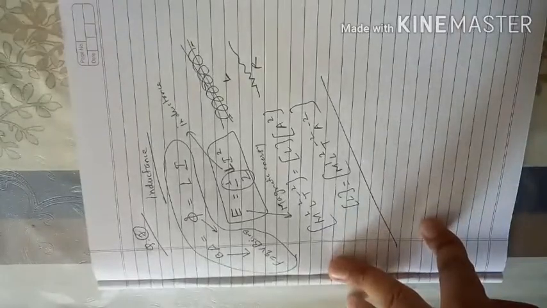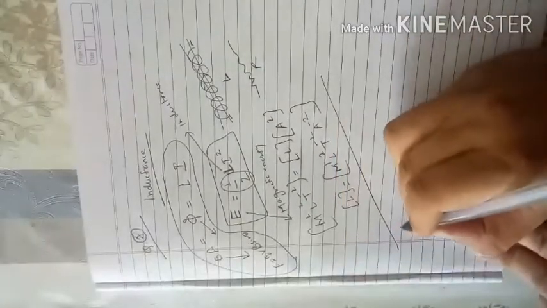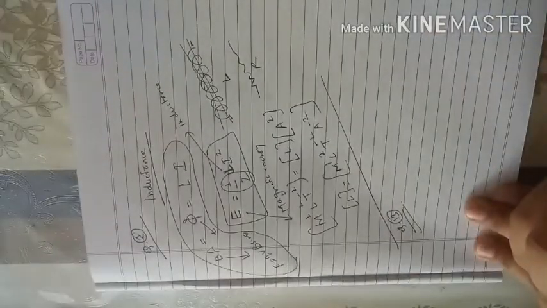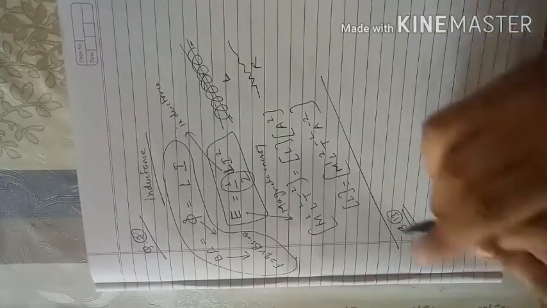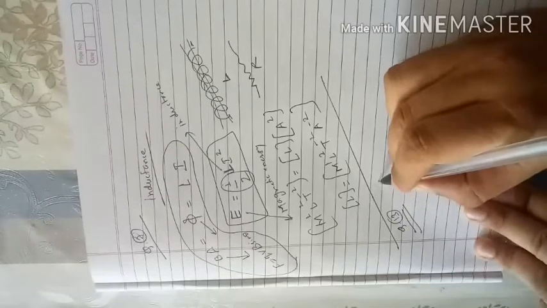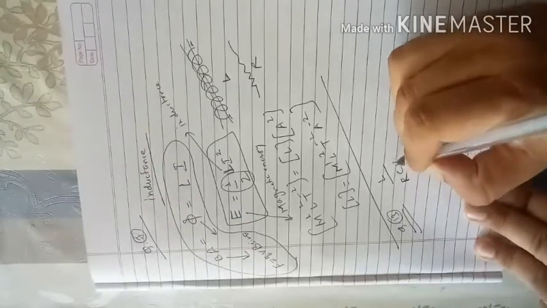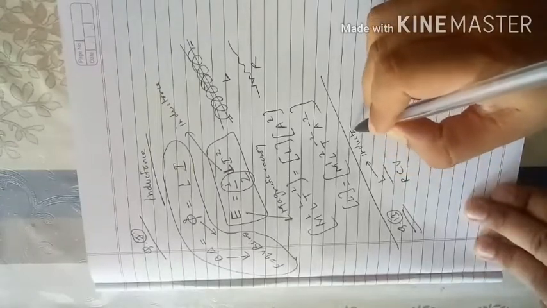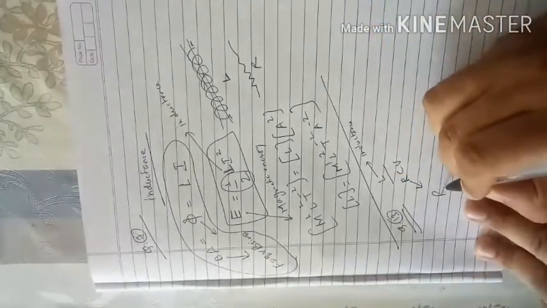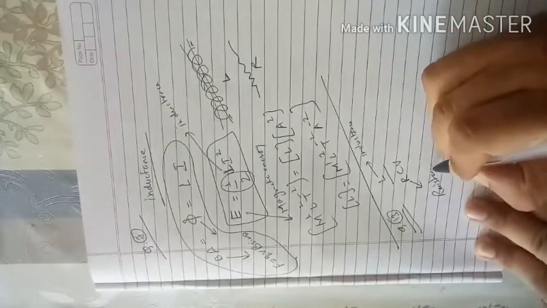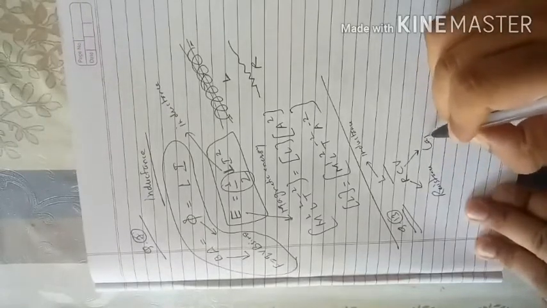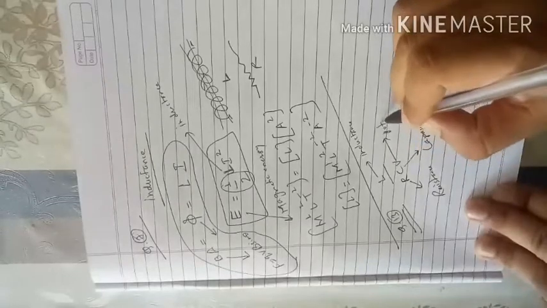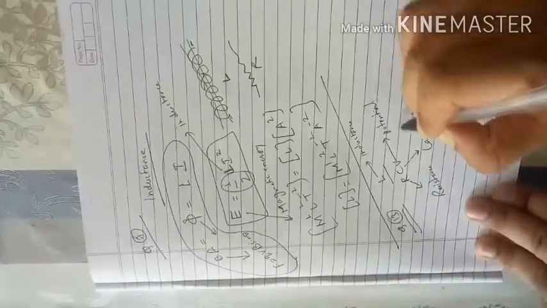Now let us discuss question number 13, because all of the questions are very easy and we have already discussed many times. They want to find the dimensional formula of L by RCV. So this L is inductance, R is the resistance, C is the capacitance, and V is the potential.